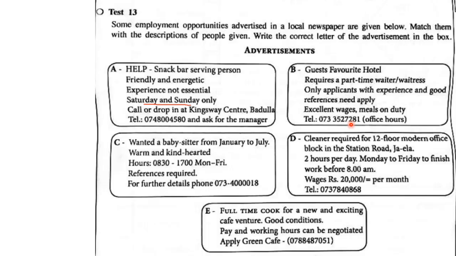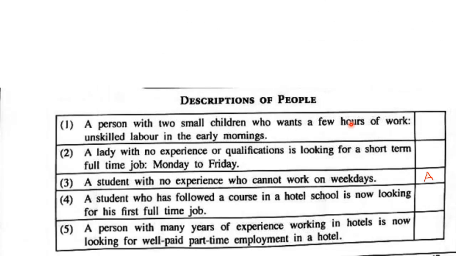When you go through this, my dear children, you can understand that the most ideal description fits number 5. So let us look at the descriptions first. A person with 2 small children who wants to work a few hours. Is it possible? No, that is not going to help you. A lady with no experience. No, you can't have that also. A student who has followed a hotel course looking for a full-time job. He has no experience. No, it can't be. Look at the 5th one.